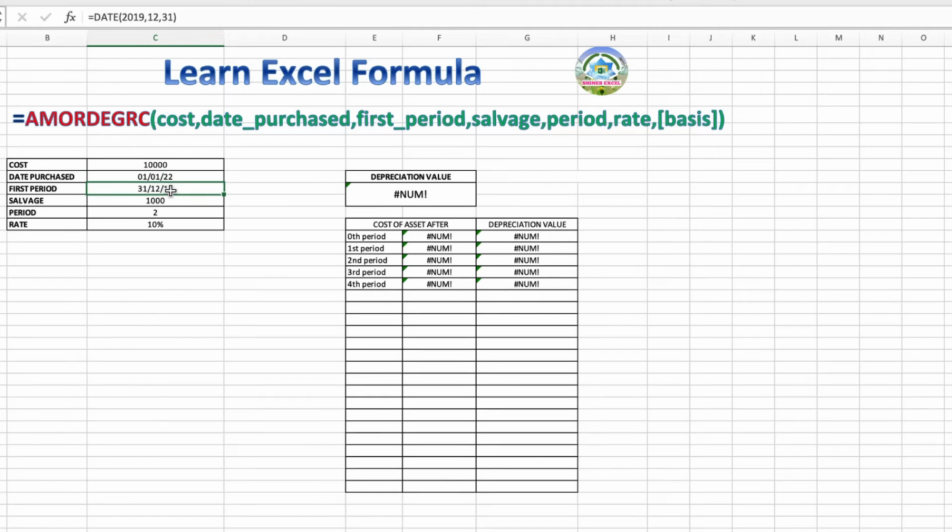Next, the first period. I am assuming that I am going to calculate its value after 6 months. The same thing, DATE, and enter the year first. And the month is after 6 months, so it is the 6th month, and the day is the last day of that month.